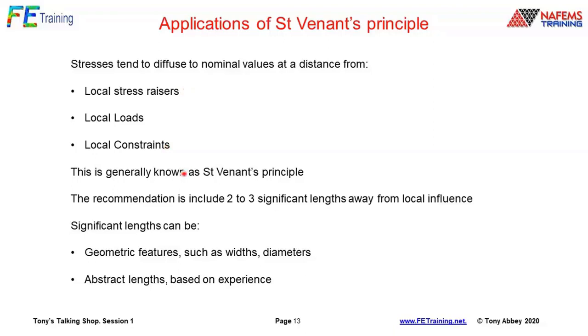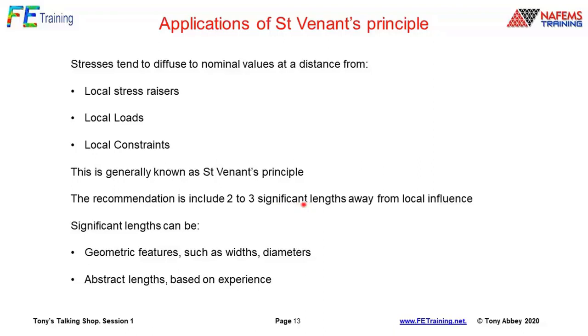These are all generally known as Saint-Venant's Principle, and we bandy this around, but it's all about this critical diffusion length and getting away from that region of local influence for different purposes. Now, I've used one significant length in my particular case, and typically we would use 2 to 3 significant lengths. What is that significant length or distance? It tends to be a geometric feature. Here we've got the width of the plate. We're going to see very shortly that we can also look at the diameter of, say, a shaft.